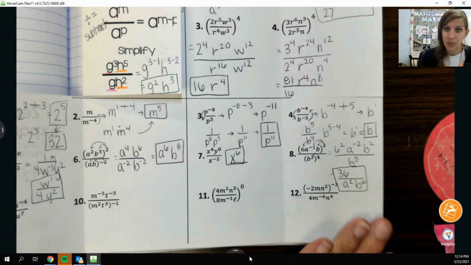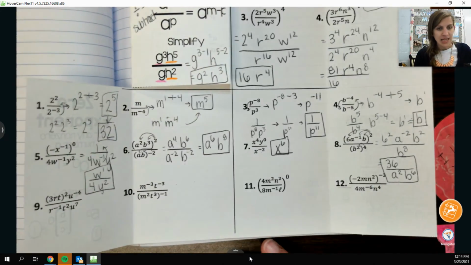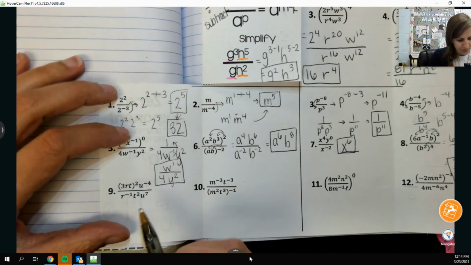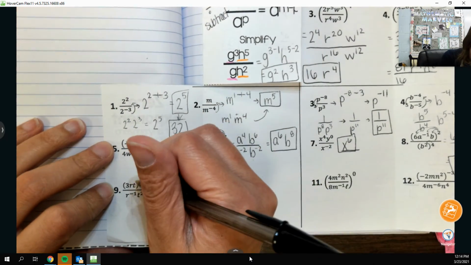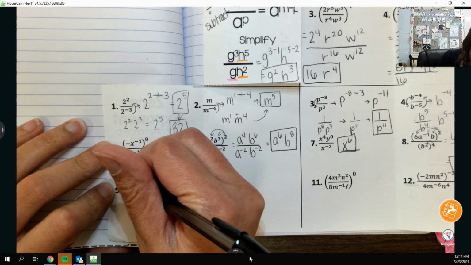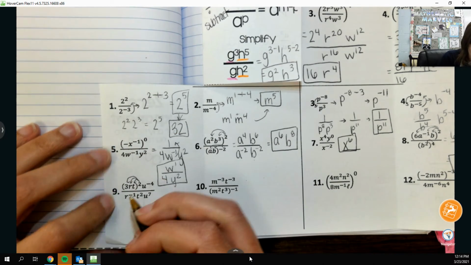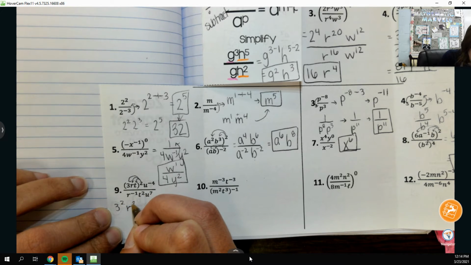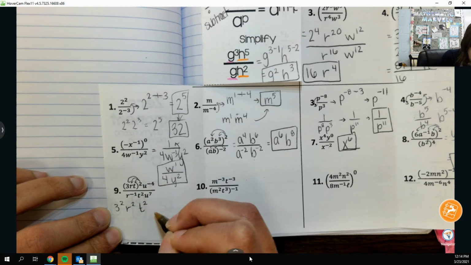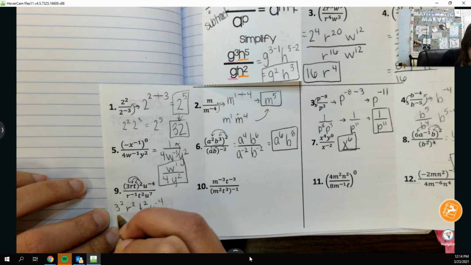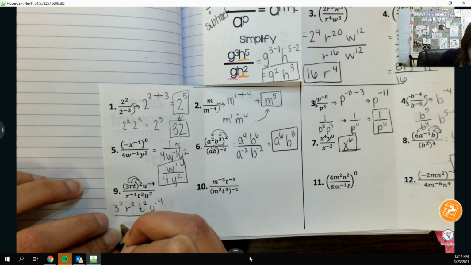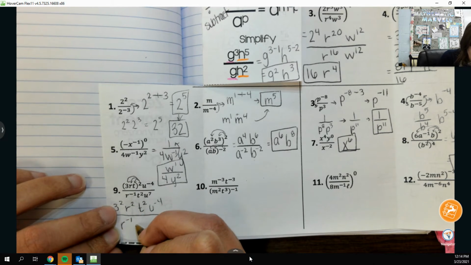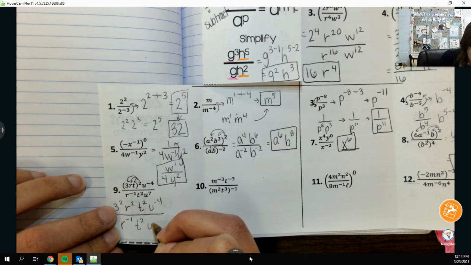So hopefully that kind of makes sense, but we're going to do more like that. So let's try again. On number 9 here, I'm going to distribute the 2 to the parentheses, and then there's no more distribute. So we'll have 3 squared, r squared, t squared, u to the negative 4th, all over r to the negative 1st, t to the 2nd, u to the 7th.